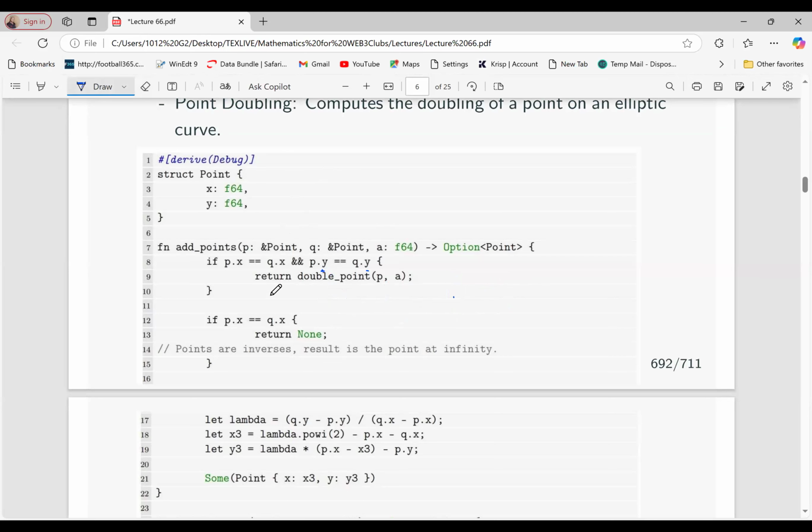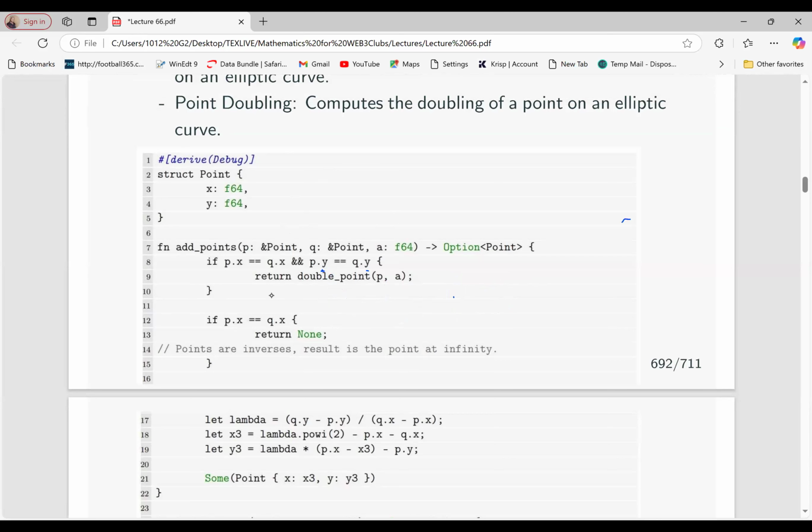Let me clarify here. We use point doubling where, for instance, we have 7, 4 and 7, 4. This is the same point. x and x are equal, and y and y are equal. So if x and x are equal and y and y are equal, then what we can do here is point doubling. It means we will use a formula for point doubling.